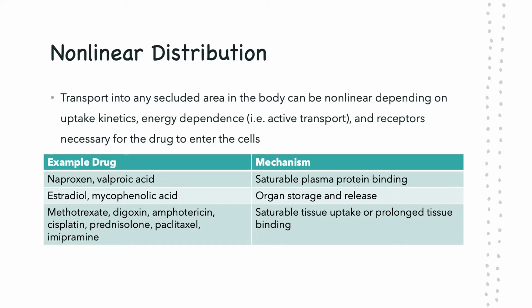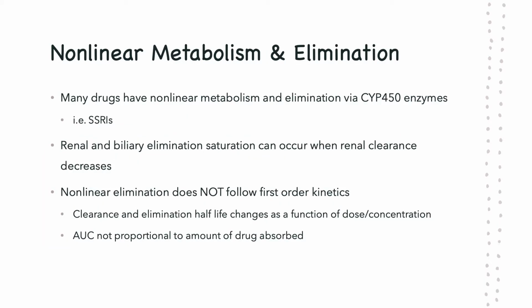Other examples include saturated tissue uptake or prolonged tissue binding with drugs like methotrexate, digoxin, amphotericin, cisplatin, prednisolone, paclitaxel, or imipramine. Other examples can also be found in your lecture slides that Dr. Steinberg reviewed. For nonlinear metabolism and elimination, there are many drugs that have this aspect, especially if they're eliminated with CYP450 enzymes, like with SSRIs. It tends to decrease with saturation and increases with induction of metabolism.